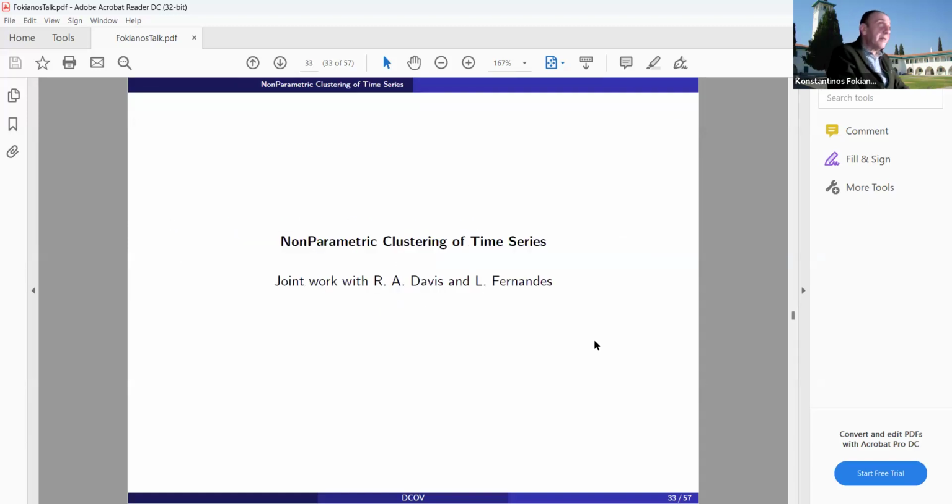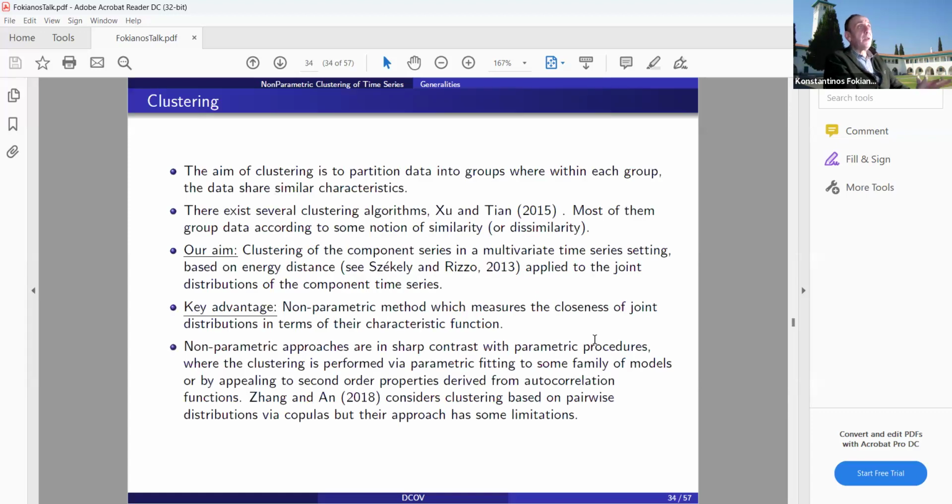The last part that I will talk about is non-parametric clustering of time series. So how can we use this distance covariance to do clustering? We all know that the aim of clustering is to partition data into groups with similar characteristics. Now in time series, what do similar characteristics mean? It can be marginals, it can be pairs, it can be triplets. I mean, the finite dimensional distributions.